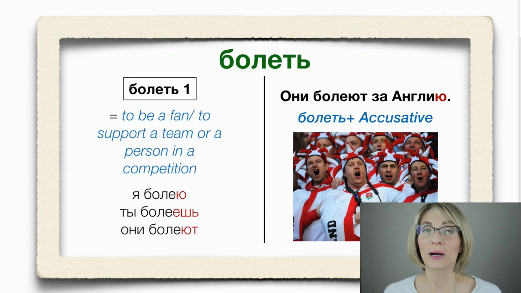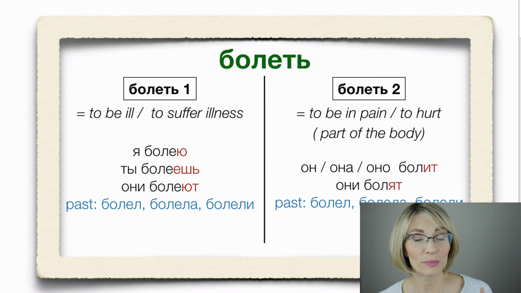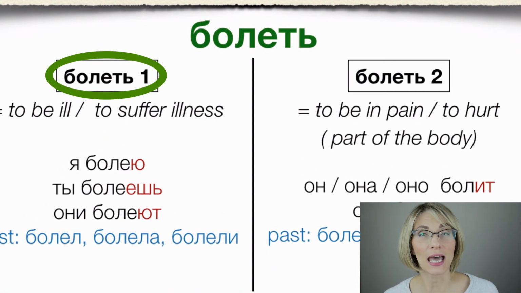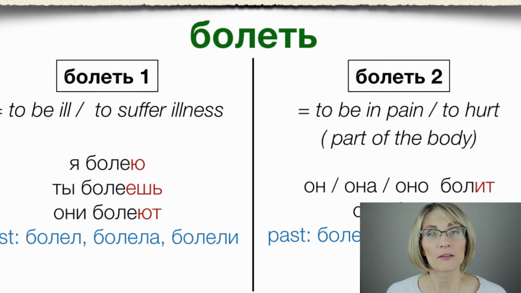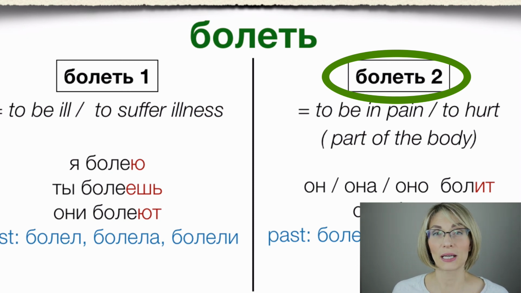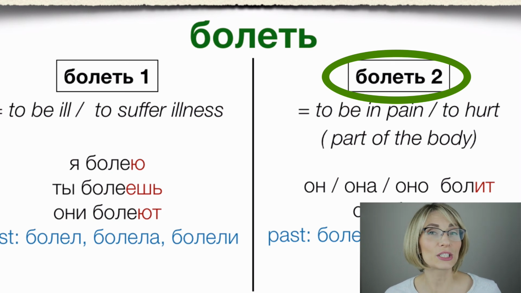Okay, to sum up, we do need to remember that there are two verbs болеть in Russian. Verb number 1 belongs to the first conjugation and it describes an action of being ill. Verb number 2 will be used only with parts of the body to describe that a certain part of the body is in pain or it hurts. It belongs to the second conjugation and has only two forms, болит, болят.